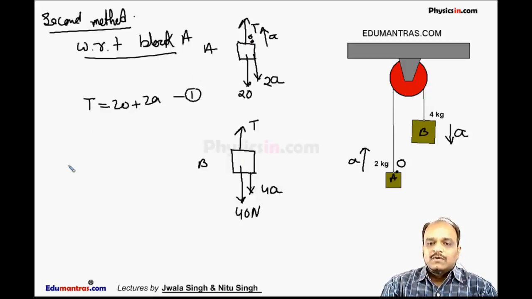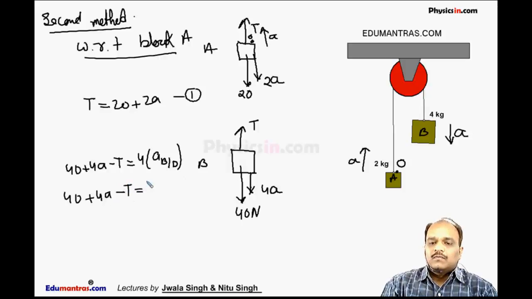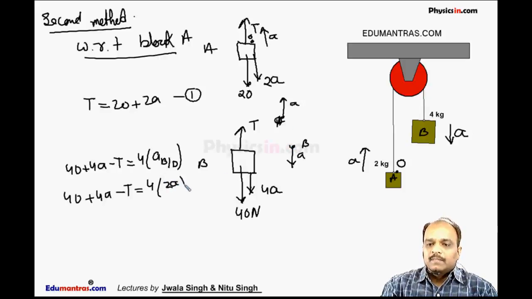Now the force equation is 40 plus 4A minus T is equal to mass of this block times the acceleration of block B as seen by observer O. So 40 plus 4A minus T is equal to 4 into the acceleration of block B. Since block B is going downward and this block A is going upward, this is block B and this is block A. So the acceleration of block B as seen by observer O is 2A. So this is our second equation.